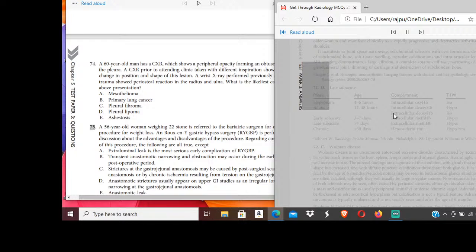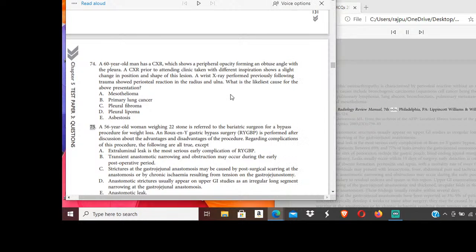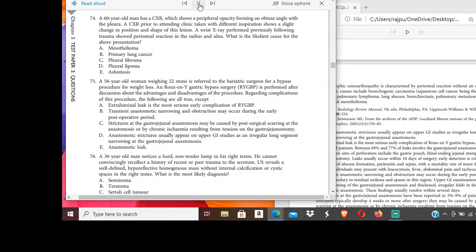Chapter 6. Test Paper 3, Answers. 162. Hypertrophic osteoarthropathy is characterized by periosteal reaction without an underlying bone lesion. Causes include bronchogenic carcinoma, squamous cell cancer being the most common, pulmonary lymphoma, lung abscess, bronchiectasis, pulmonary metastases, pleural fibroma, and mesothelioma. Dannert W., Radiology Review Manual, 7th ed. Philadelphia, PA, Lippincott Williams and Wilkins, 2011:110.